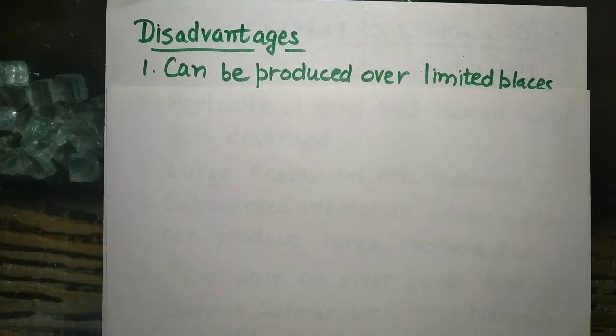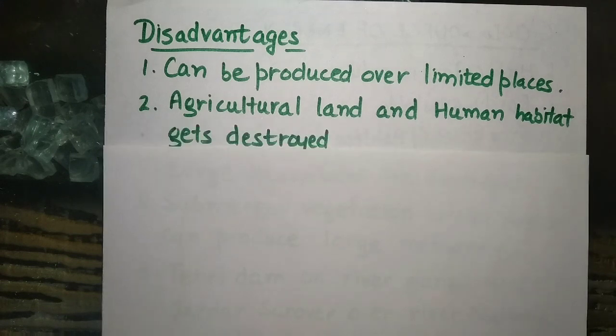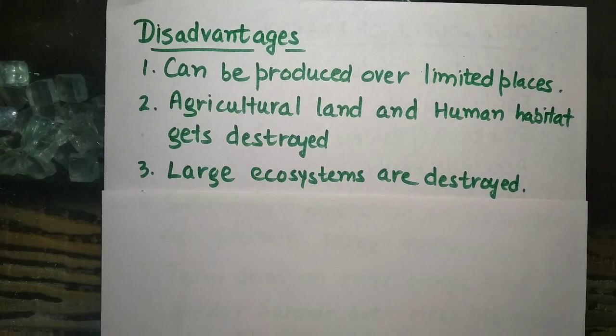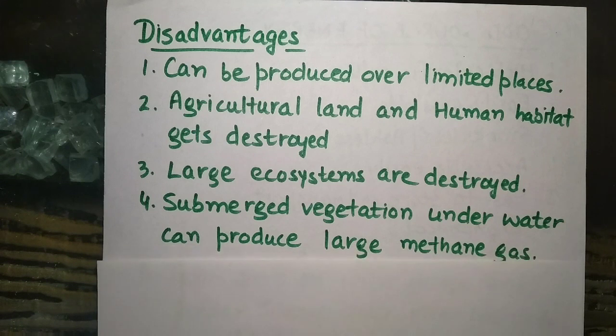Although it is a good source of energy, it has some disadvantages too. First, it can be produced only at limited places, where rivers are present or where dams can be constructed. Second, to make the dams, we have to sacrifice various types of agricultural land and human habitat. Third, during construction of dams, large ecosystems are destroyed, and also some vegetation gets submerged under the water.